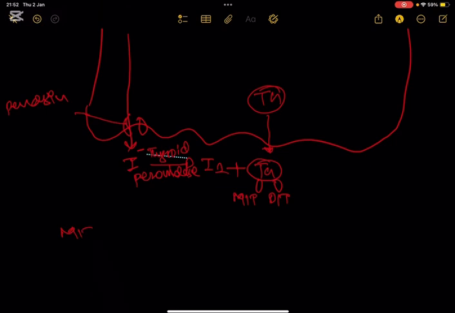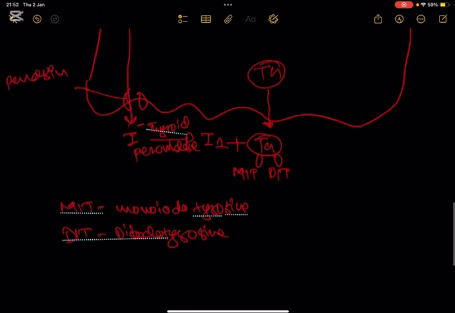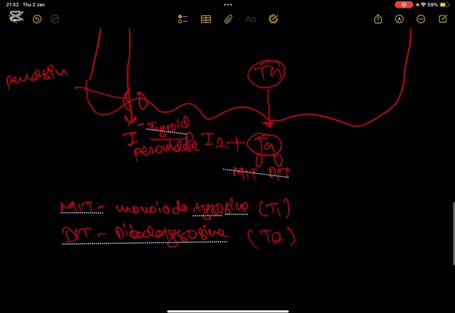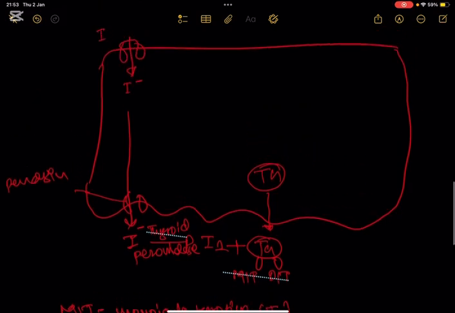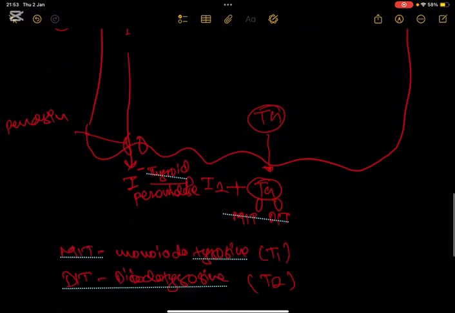MIT stands for monoiodotyrosine, and DIT stands for diiodotyrosine, right? So basically MIT is known as T1, and DIT is known as T2. So we have talked till now two steps: the first is the iodide uptake into the follicular cells. Next one we talked about is the oxidation, and this we can say is the iodination or organification.